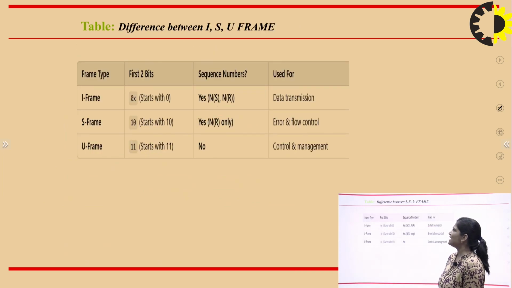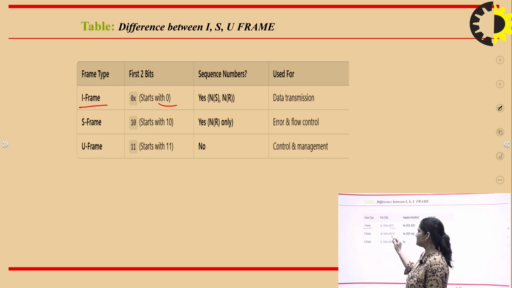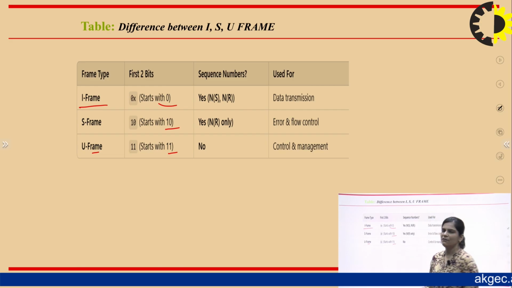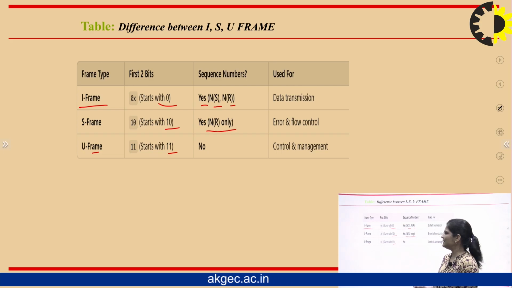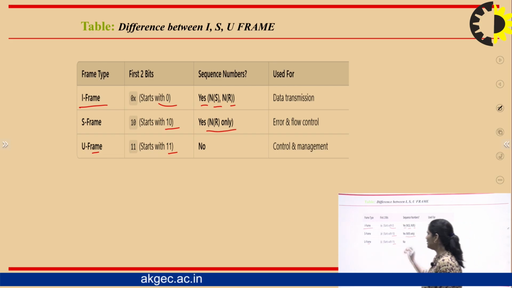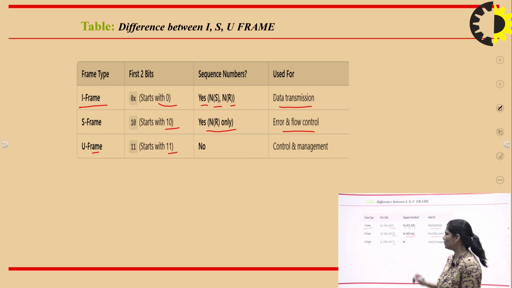Next is the difference between I, S and U frames. What is the difference between these 3 frames? The I frame starts with 0, the S frame starts with 1 0, and the U frame starts with 1 1. For the I frame, the sequence numbers NS and NR are both present in the frame format. For the S frame, only NR is present, and in the U frame, NS and NR are not present. The I frame is used for data transmission, the S frame is used for error and flow control, and the U frame is used for control and management.